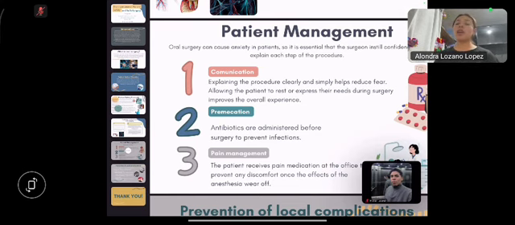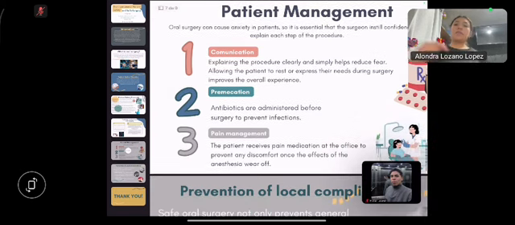Two, premedication. Antibiotics are administered before surgery to prevent infections. And three, pain management. The patient receives pain medication at the office to prevent any discomfort once the effects of the anesthesia wear off.